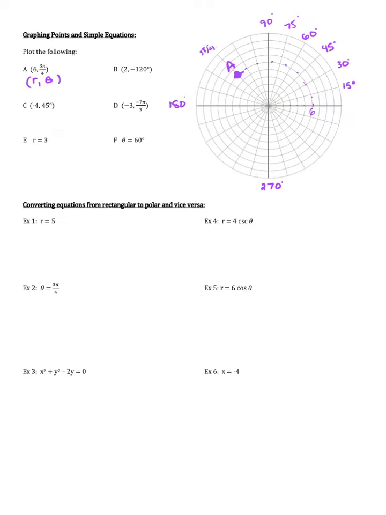So in B, it says negative 120, so at a radius of 2. So what I'm going to do is my negative 120 first, which puts me back here at what is the equivalent of 240.